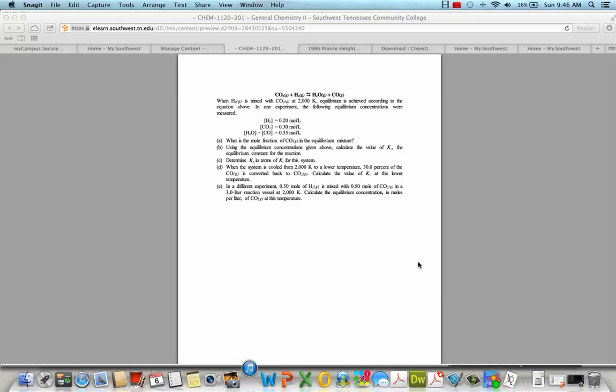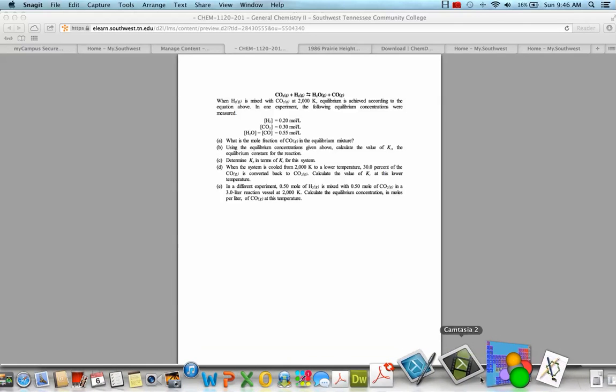We are given equilibrium concentrations for all of the reactants and all of the products. And our first question is asking us to determine the equilibrium mixture in terms of the mole fraction of CO. Now, you can assume a certain volume because if one person were to assume one liter, another person were to assume 2 liters, those differences are going to end up dividing out of the problem.